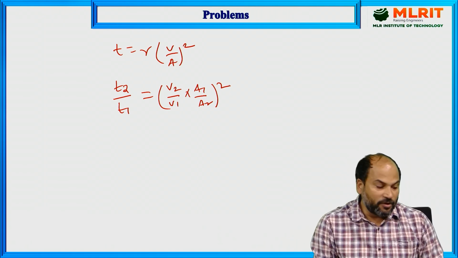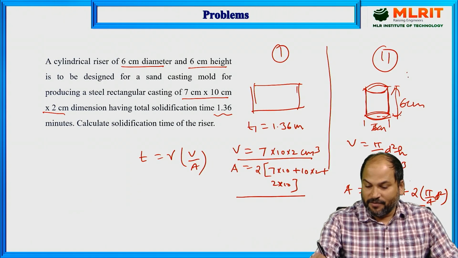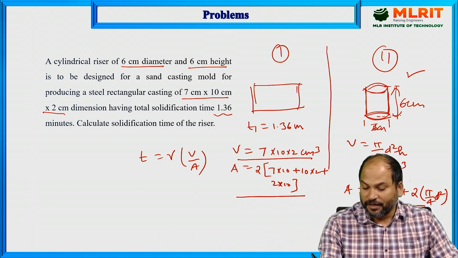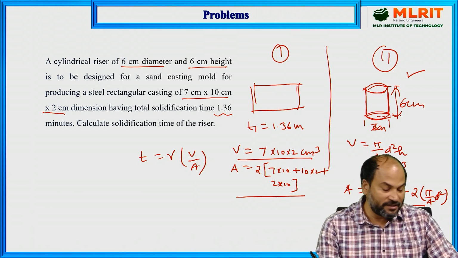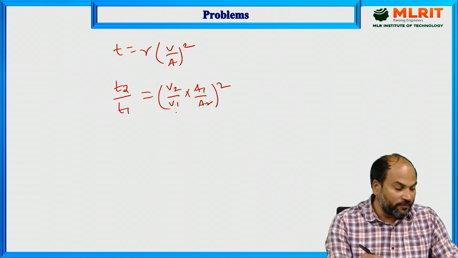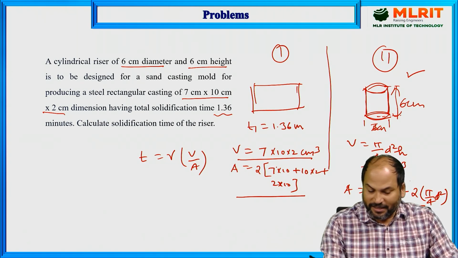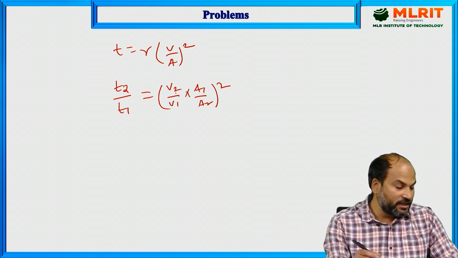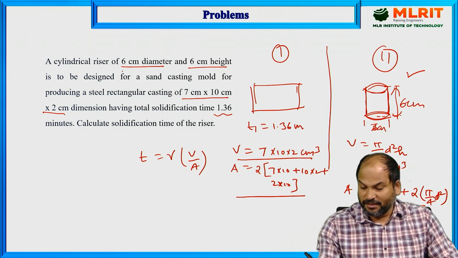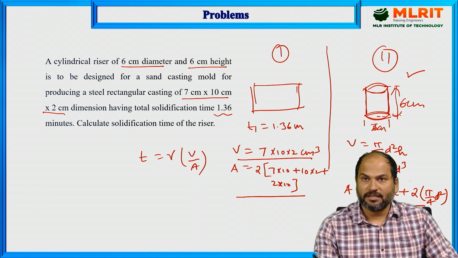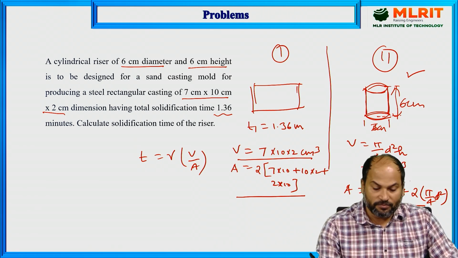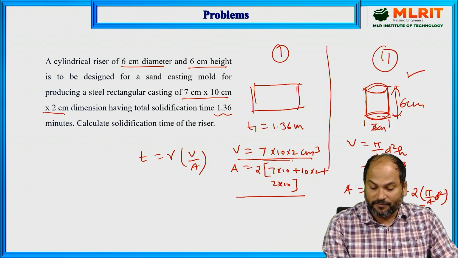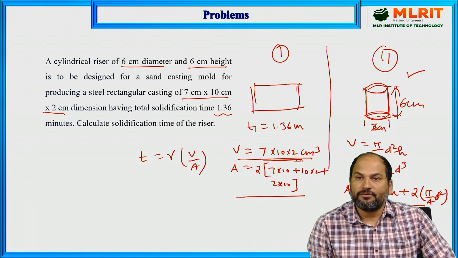So what is V2? It is the volume of the second one. The second one, we have assumed, is this cylindrical shaped riser. So the volume of this riser is pi by 4 d cube, because d and h both are same. What will be the volume of the first one? Here the value is given, so we can just put the value. Here it is 6 centimeter and 6 centimeter, so it will be pi by 4 into 6 cube. And the volume of the casting will be simply 7 into 10 into 2.